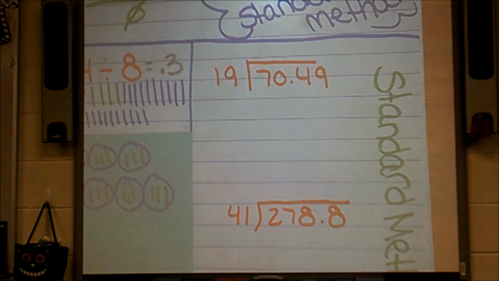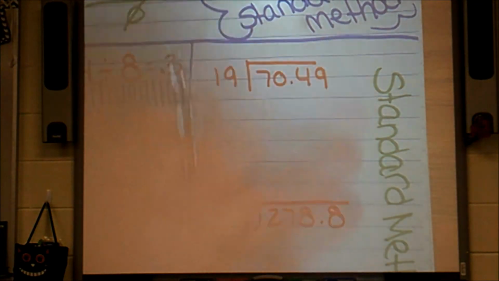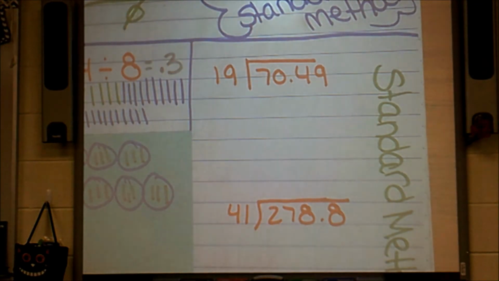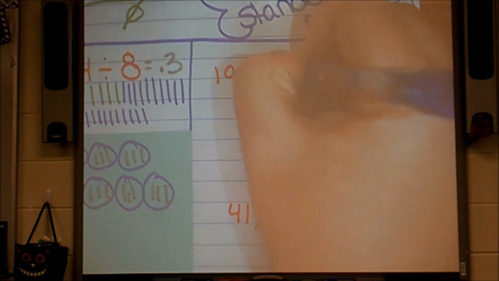Now on the other side of my t-chart, I'm going to solve this problem, 70 and 49/100ths divided by 19, using the standard method. Dancing monkey slide down with a UFO. So as I just said, the first thing I'm going to do is bring up my decimal.